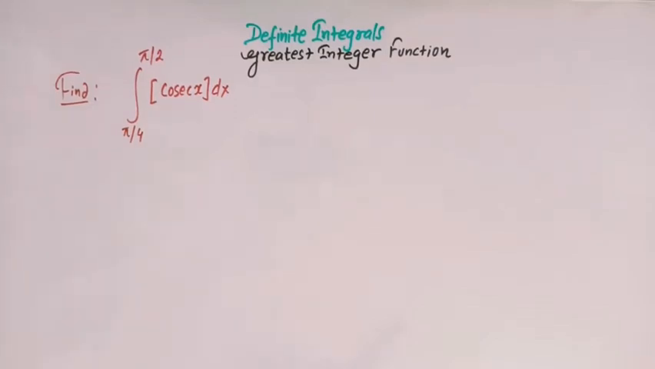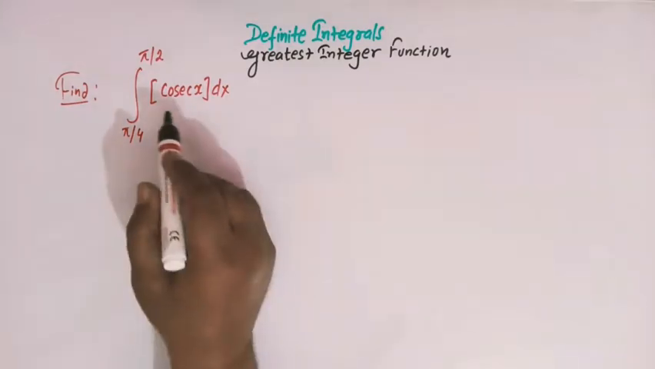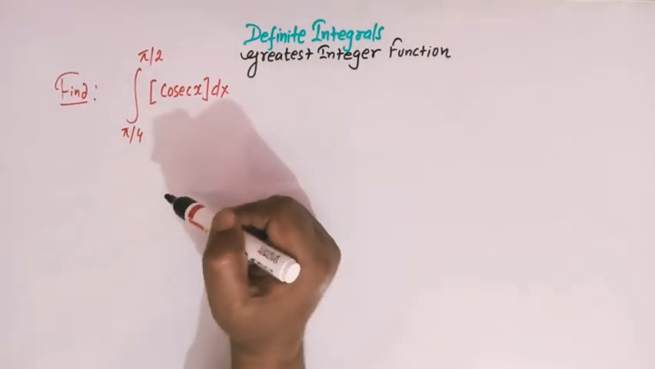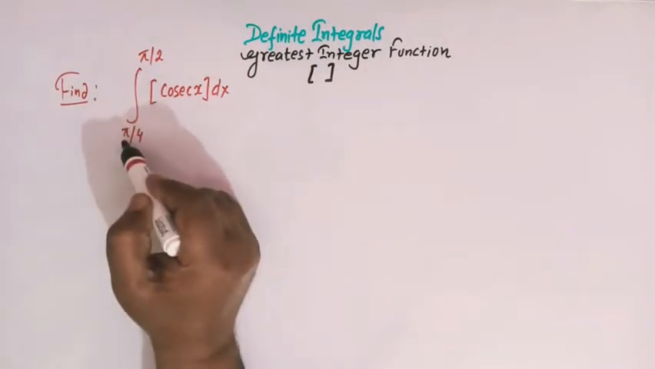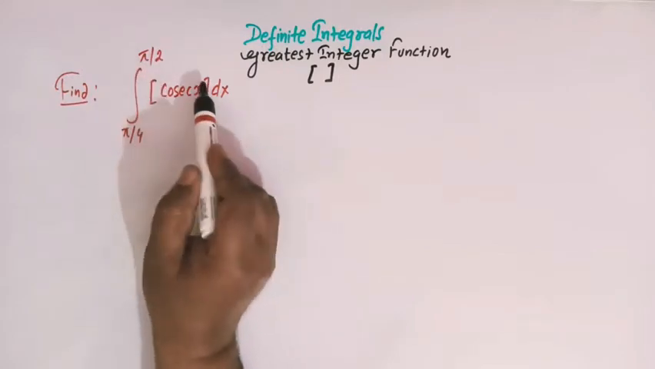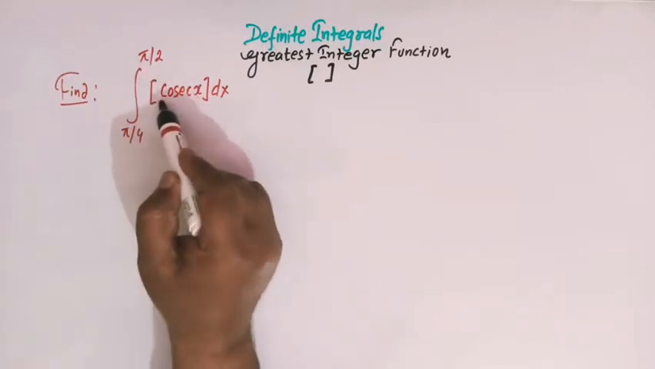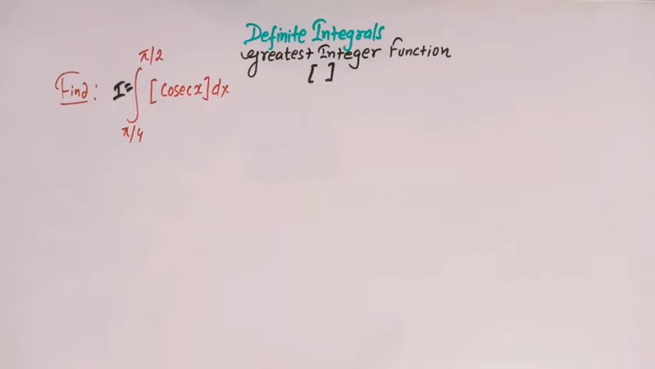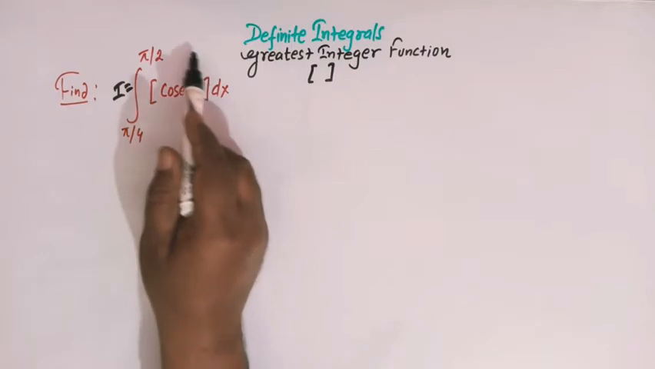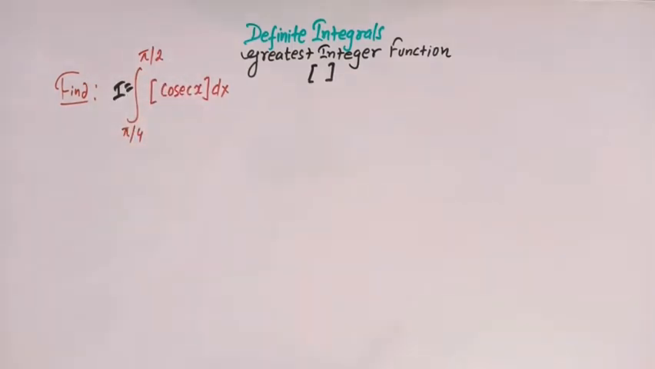Hello viewers, in today's class we are once again going to solve one important conceptual problem from definite integrals. Here our integrand is a greatest integer function. So we have the integral from pi by 4 to pi by 2 of the greatest integer of cosec x. Let us call this integral I. We are going to solve this integral by the method of substitution.